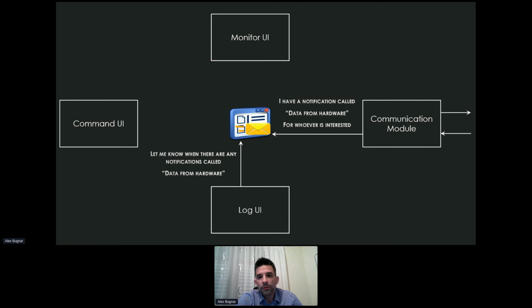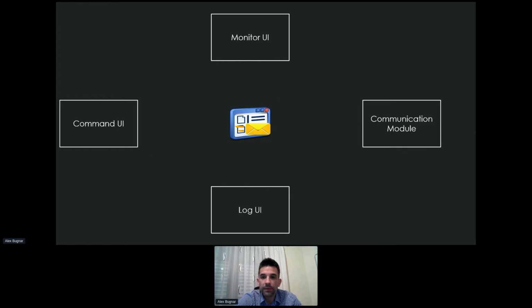And now we have also programmed the communication module such that on top of sending the response to the command UI, it also packs the hardware response into a notification and passes it to the AMM for distribution to whoever is interested. The AMM looks internally for all of the apps which said they were interested and finds the log UI, so it forwards the notification to it. Again, this notification mechanism would work between any of the applications which are part of the network.